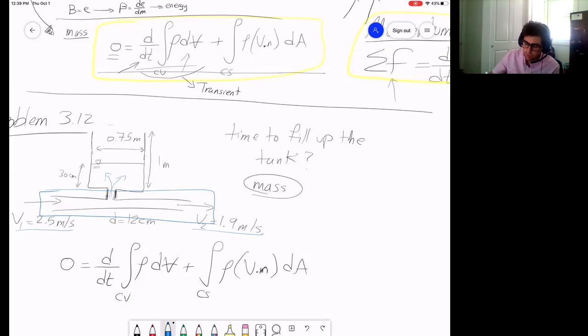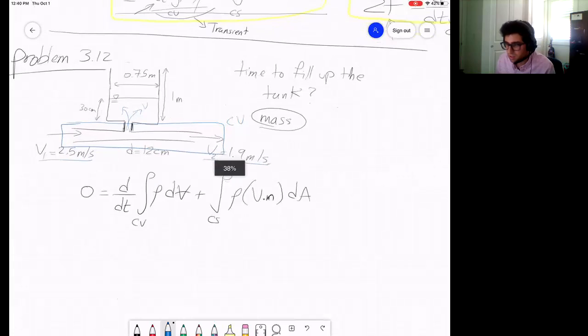Basically, we're finding the velocity here. Once you know the velocity, how much water is coming into your tank, you can just do algebra and find the time. It's basically not fluid mechanics anymore. Fluid mechanics ends when you draw this control volume. That's it.